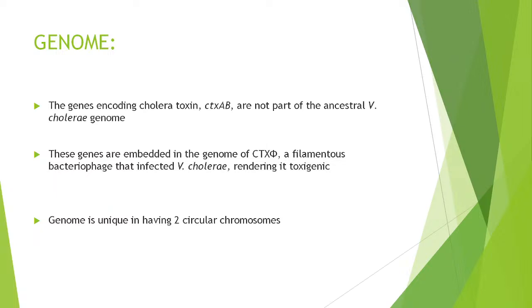The genome is also unique in having two circular chromosomes. There are very few bacteria like this. Most bacteria have a single circular chromosome. Vibrio cholerae is one, and Burkholderia pseudomallei is another one, which has two chromosomes.